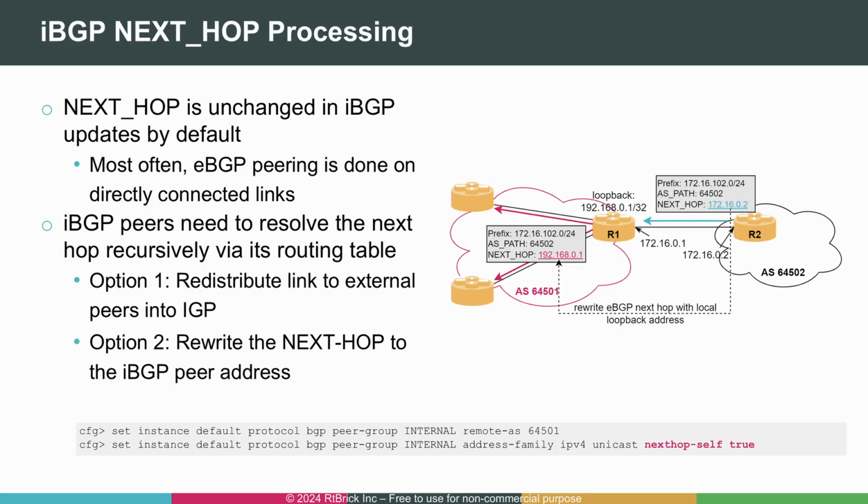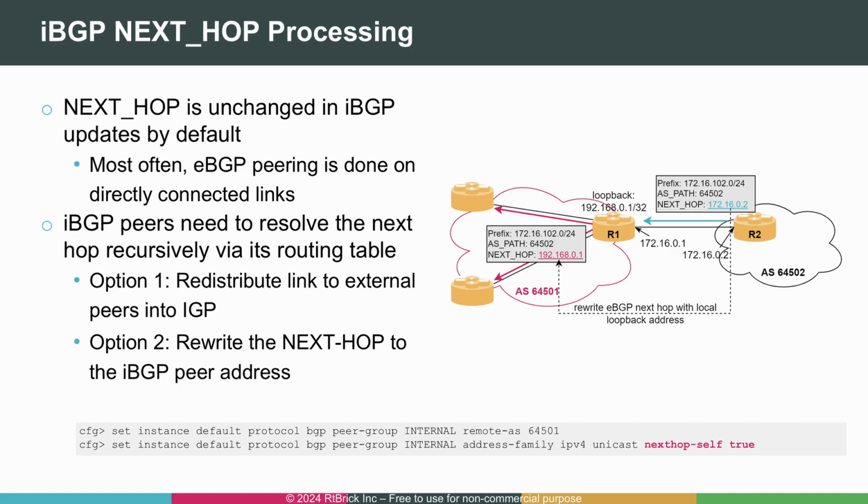Let's take a closer look at next hop processing. Imagine router R1 receives a route update from an external BGP peer, say R2. By default, in EBGP sessions, the next hop is automatically set to the peer's IP address. Since EBGP messages are sent with TTL set to 1 and no additional routing protocol is typically involved, the peer is usually directly connected. Now, when R1 advertises this route to its internal BGP peers, neither the AS path nor the next hop is modified. This means the next hop remains set to R2's interface IP address.